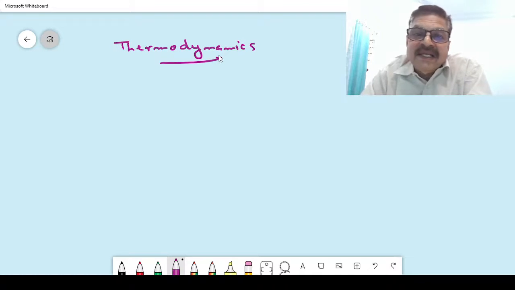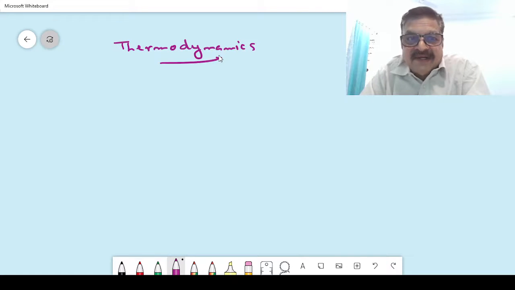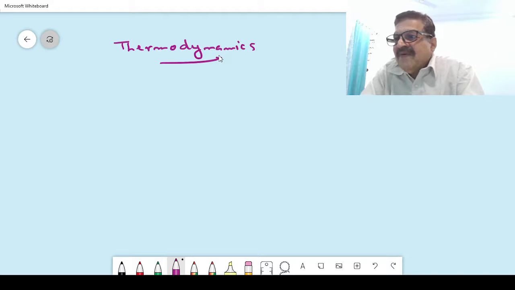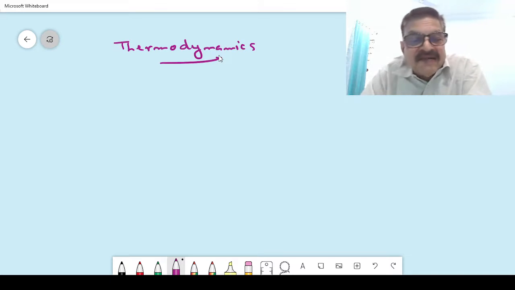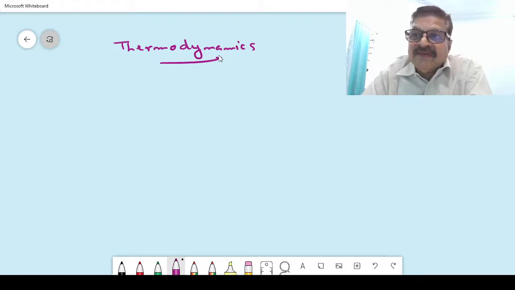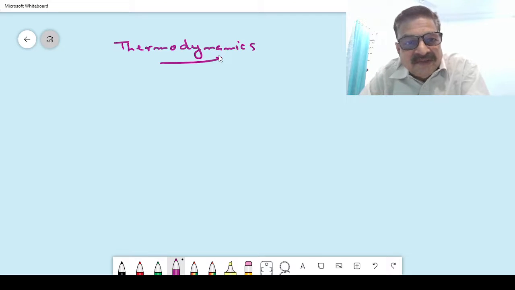Kinetics is concerned with the reaction rates. That means how fast the reaction is proceeding, how fast the reactants are getting converted into the products. That is kinetics. We are more concerned with the rate of the reaction in kinetics, whereas in thermodynamics we are concerned with energy: the energies of the reactants and the products, relative energies and relative concentrations at equilibrium.